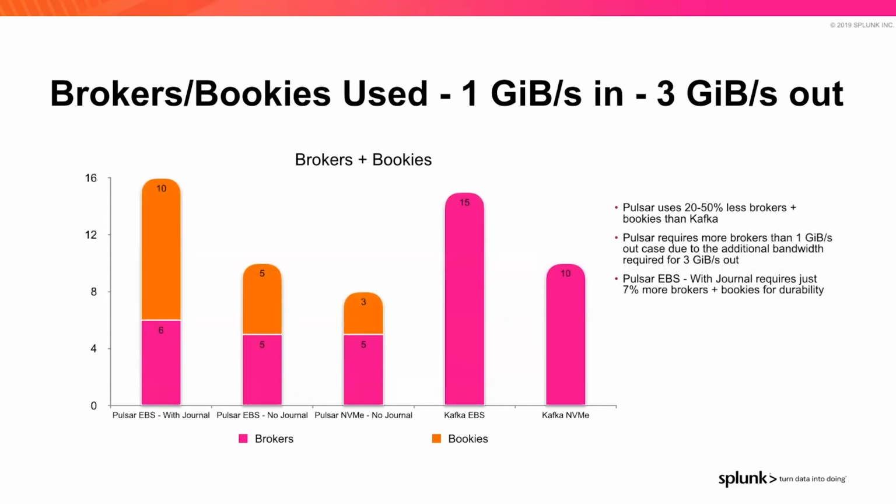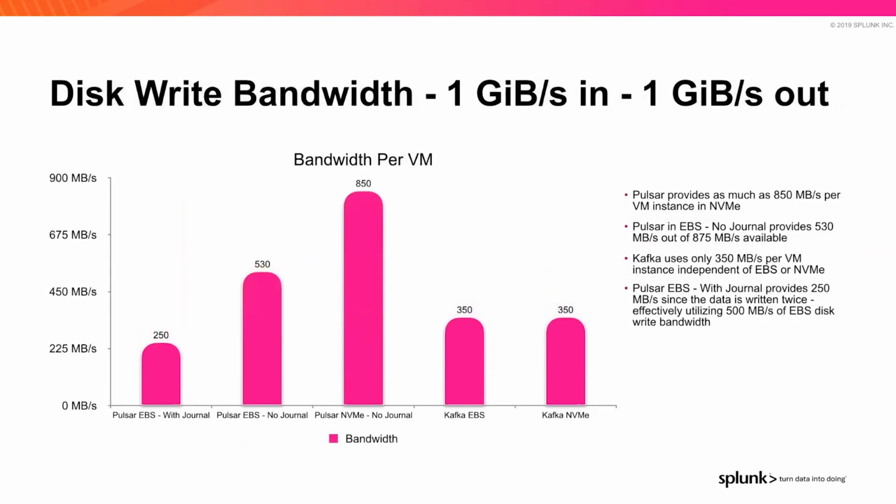This again, the same cases with respect to 1 Gbps in and the Gbps out. Then the disk write bandwidth. Pulsar essentially provides a lot of bandwidth. It exploits a lot of available bandwidth per VM when it writes into the disks. So if we use NVMe, we can get up to 850 megabytes per second.